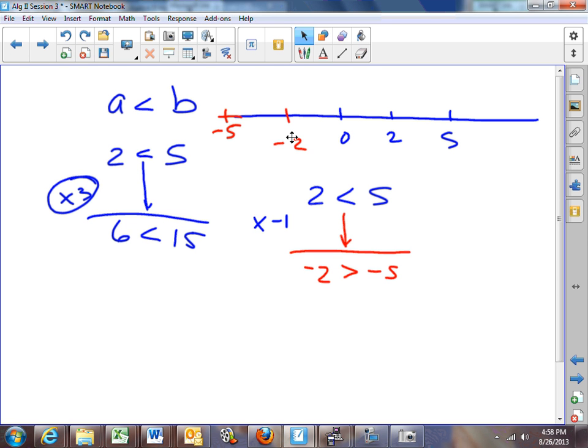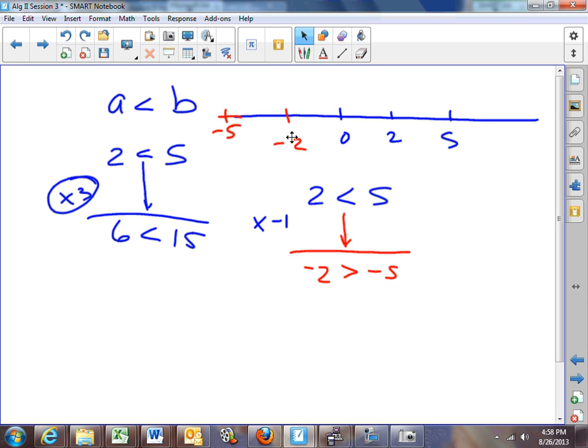Now, other than that, solving inequalities works just like solving equations. The one thing you need to remember is that if you come to the point where the step you want to take is to multiply or divide both sides by a negative number, then the inequality sign changes directions.